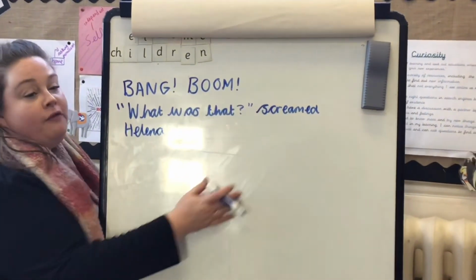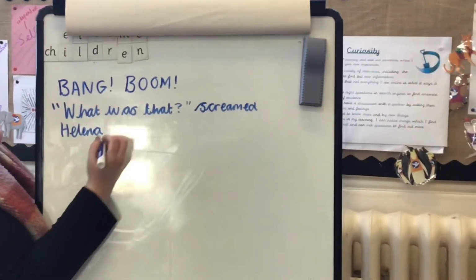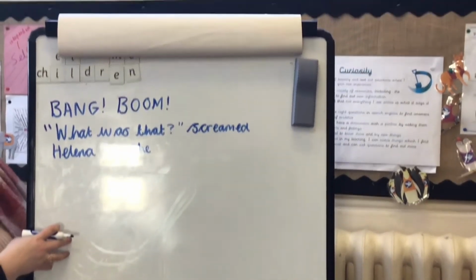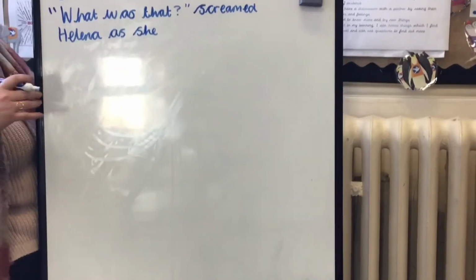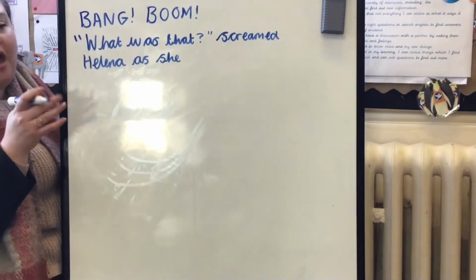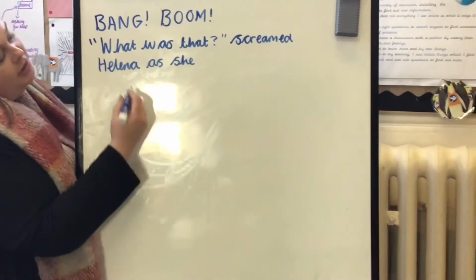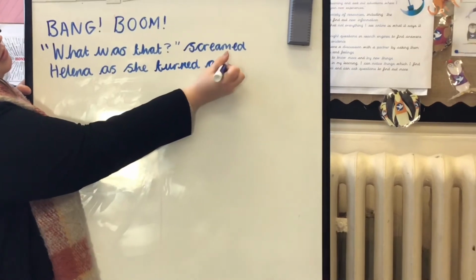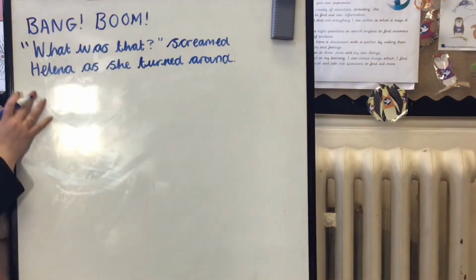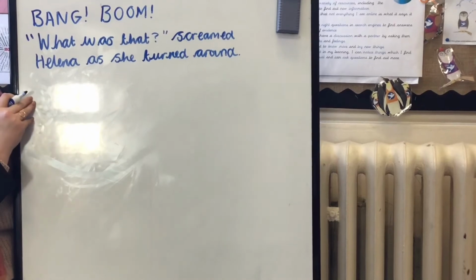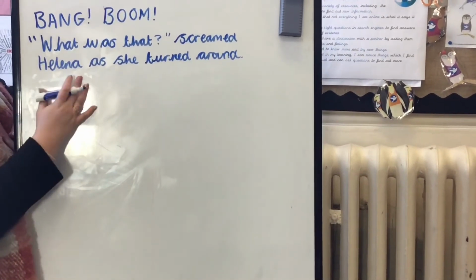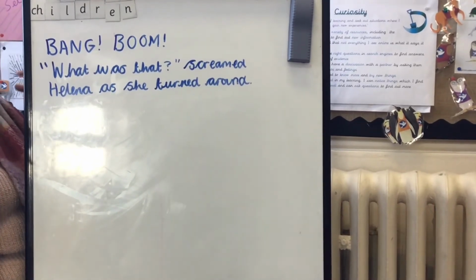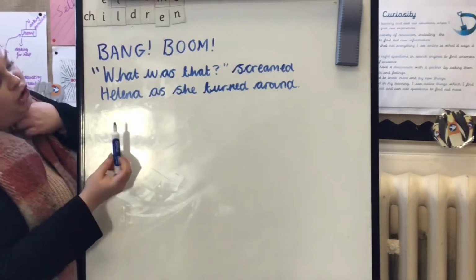Then I'm going to add a little bit more information about what she's doing. So screamed Helena as she. So having a think at home, what might she do? As she turned around, as she looked behind her, as she ran forward. So as she, I'm going to go for turned around. So that's a really nice way of opening my story to create that suspense for my reader. Using that dialogue, I've suddenly introduced my character Helena. We don't really know anything else about her. So I can think I'm using all that show, don't tell to build suspense and create the tension.